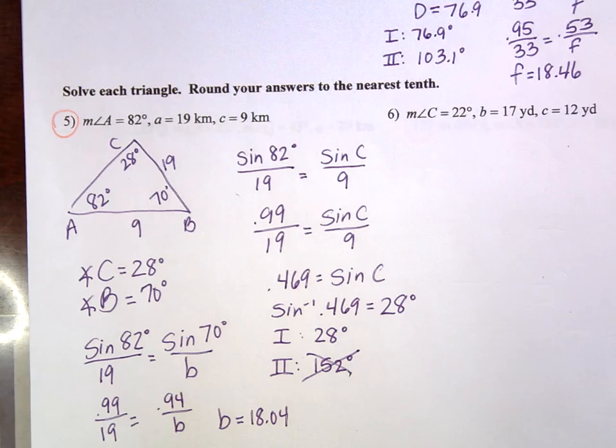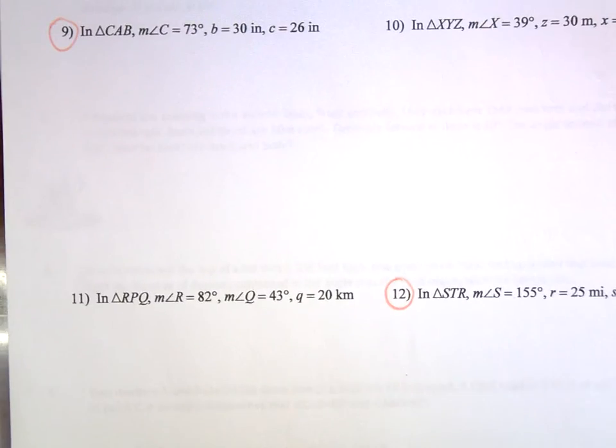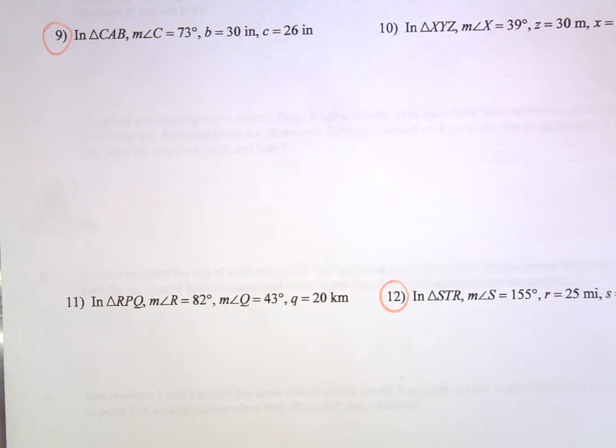So that's number 5. We've got a couple on the back side. Numbers 9 and 12 are on my list, so let's check those out, see what happens with them. Number 9, it's still triangle ABC.